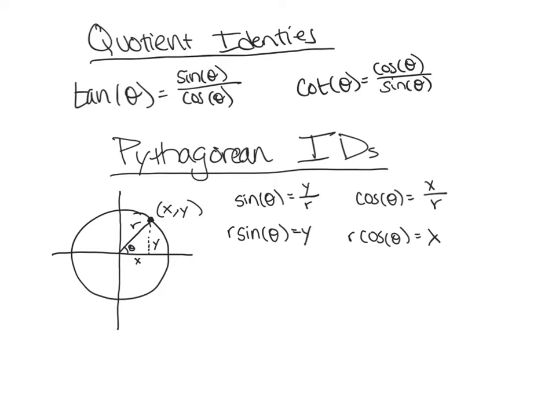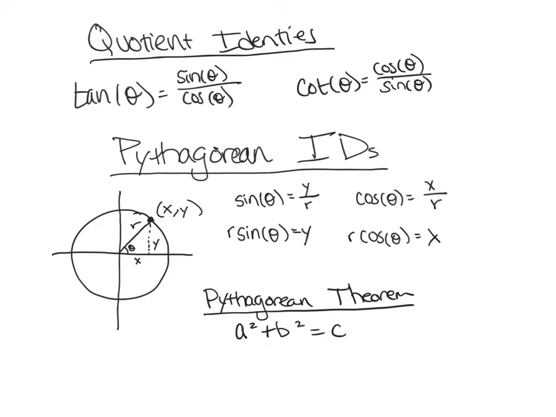Now, I say Pythagorean identity, but that's probably not the first thing you've heard of. The Pythagorean theorem is something that we know. So let's go over the Pythagorean theorem really quick. The Pythagorean theorem, in case you have forgotten, is a squared plus b squared is equal to c squared, where a and b are legs of a triangle and c is your hypotenuse. Now it's not just of any triangle, it's of a right triangle.